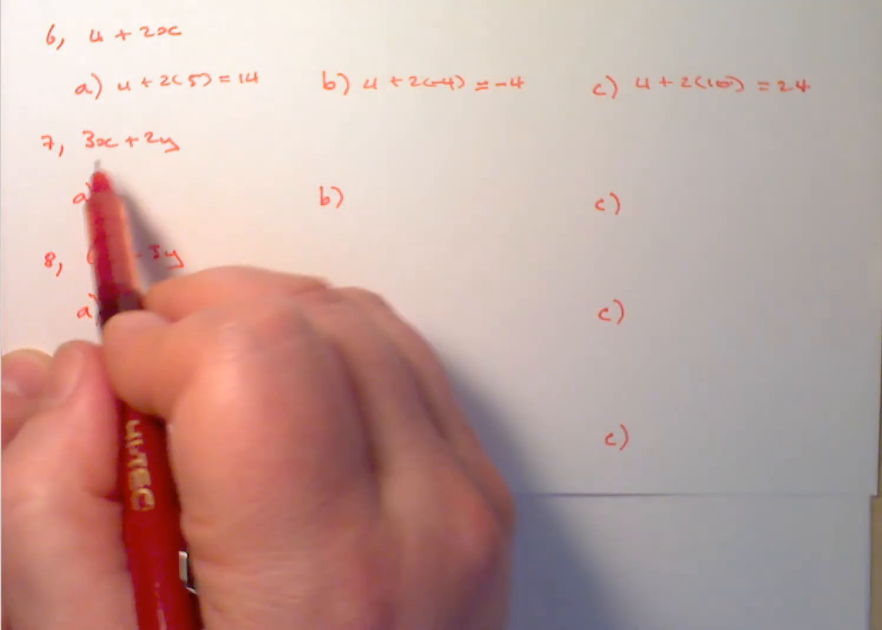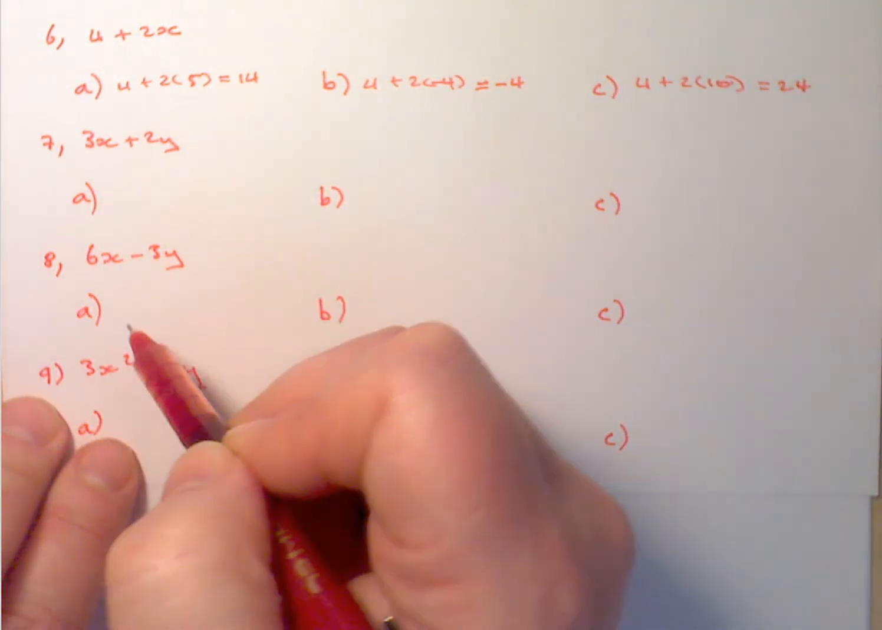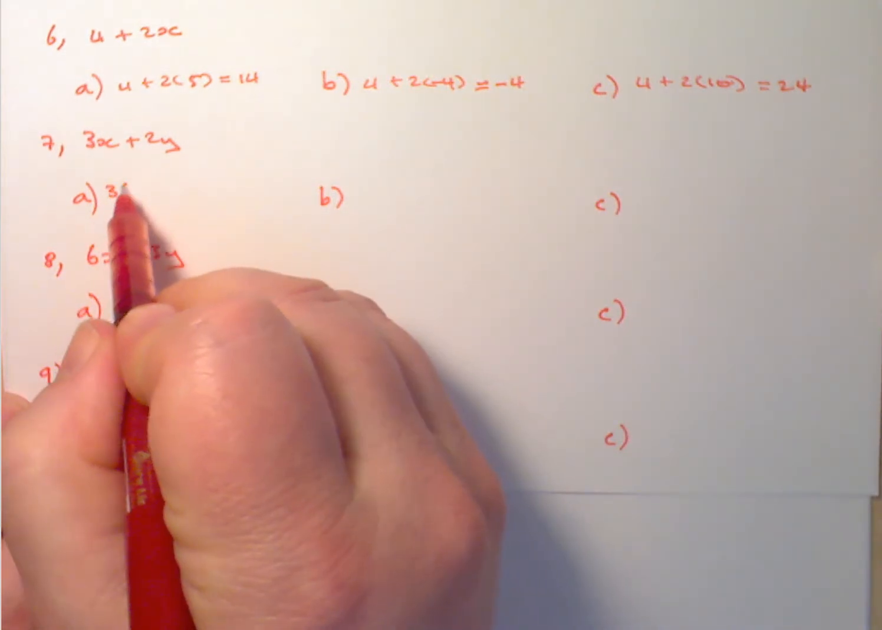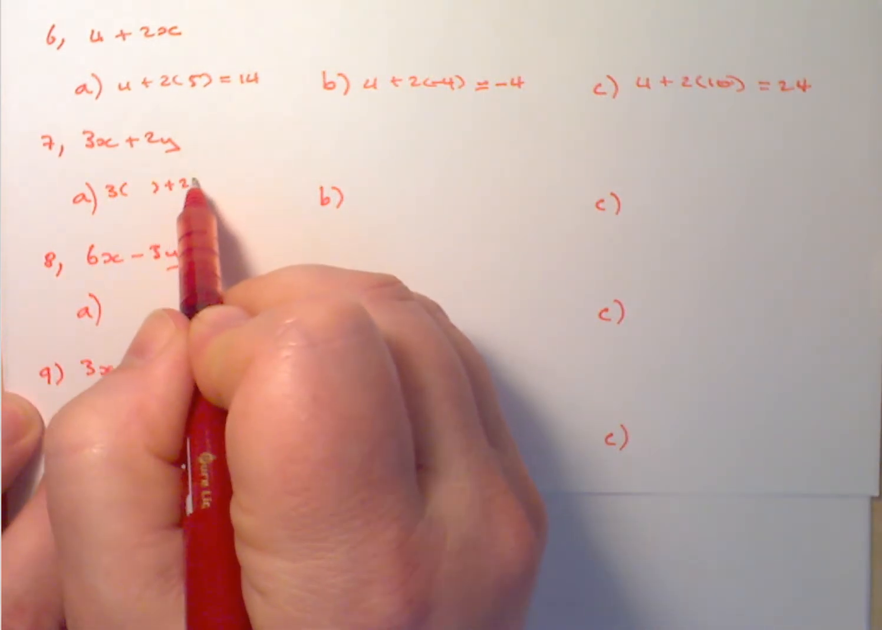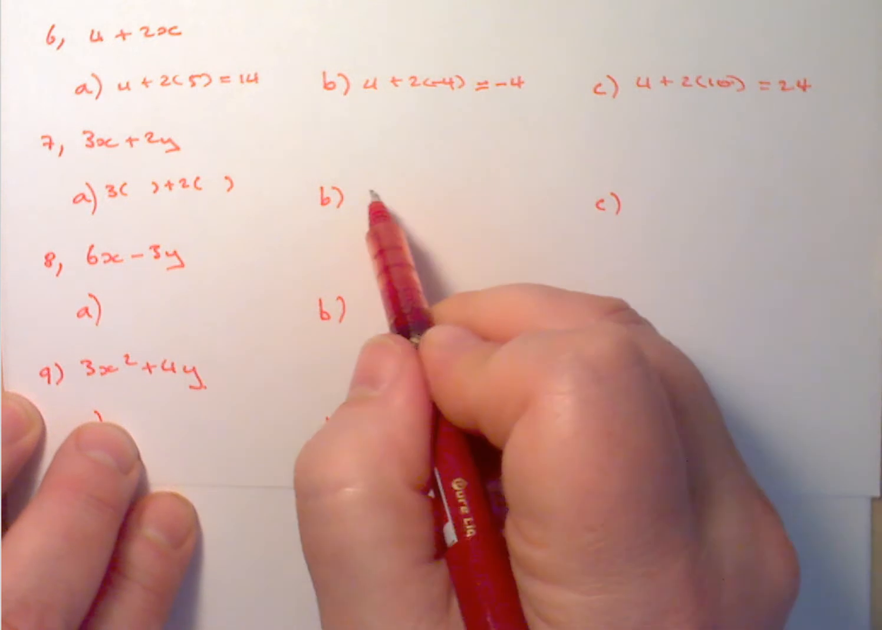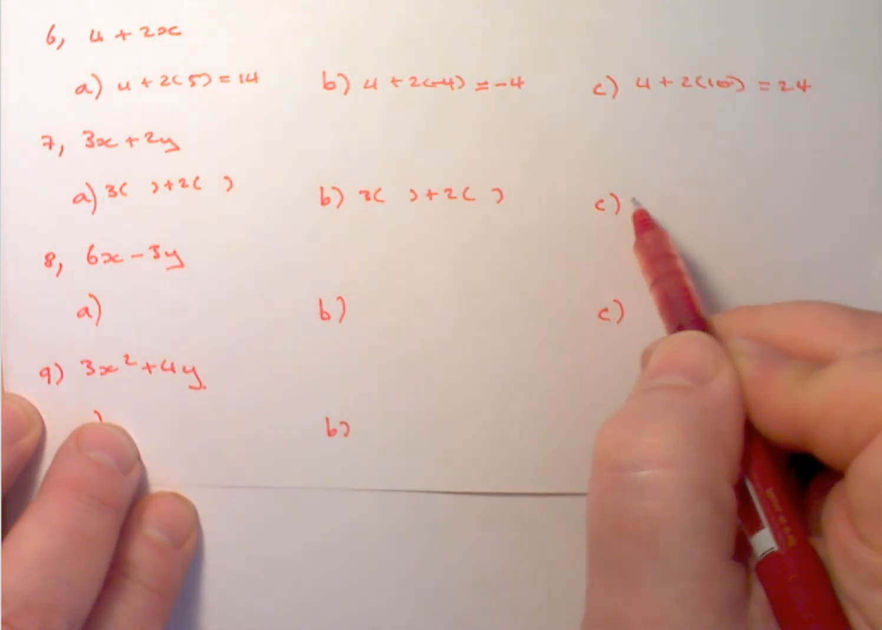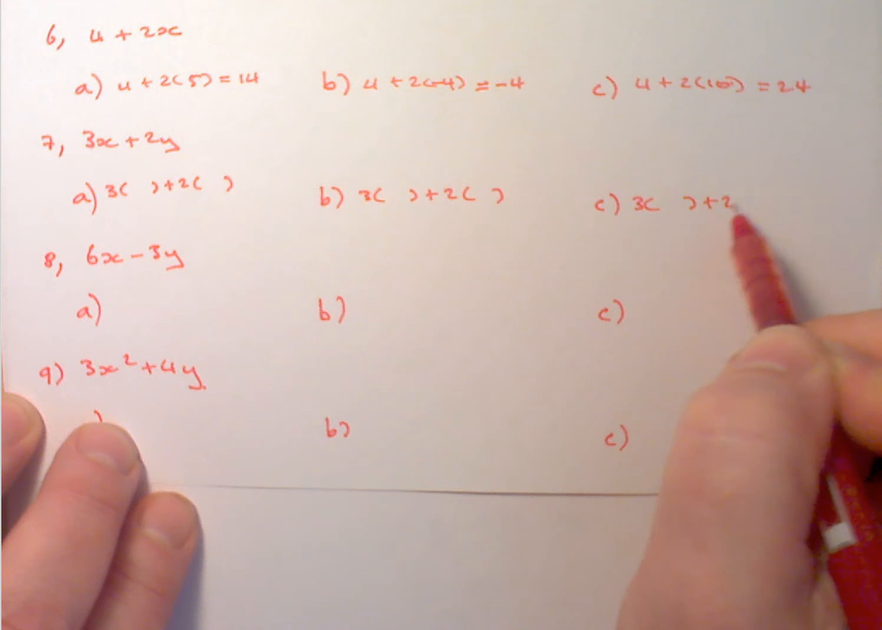Now this one's slightly different because we've got 2 letters, okay? But I want you to do the same thing. Just whenever you see a letter, open a bracket. So 3 open bracket plus 2 open bracket.